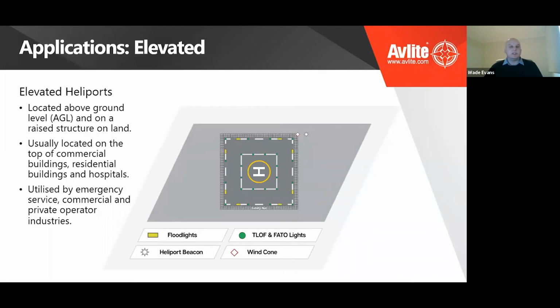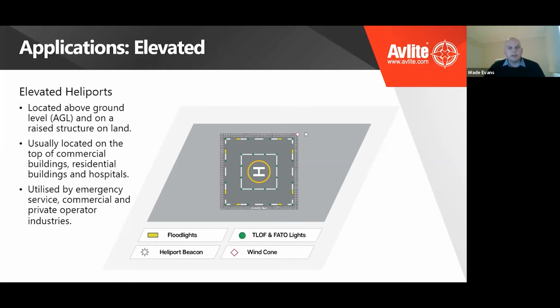Obviously, this is where we see a lot of the trend lately in terms of the move towards what applications are being used more widely, and this is the elevated space. So anything that fits within the elevated heliport application is located above ground, and it's typically on a raised structure. It's usually located on top of commercial buildings, residential buildings, or hospitals, with obviously hospitals being the one we see the most of recently. And it's utilised by emergency services, commercial or private operators, and other associated industries.